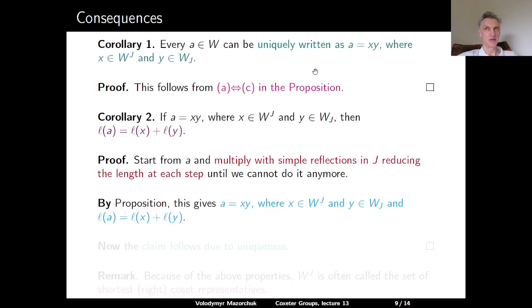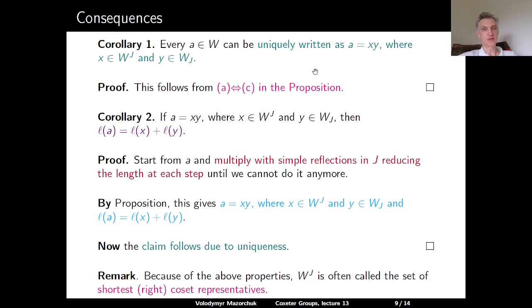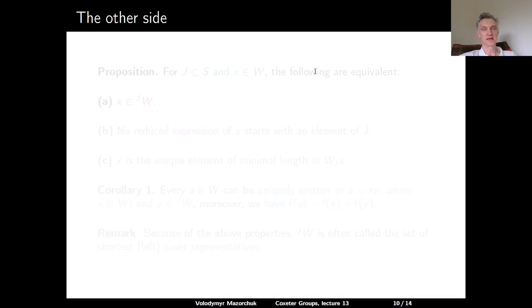But because of how we did this induction, the length of A decreased at each step by 1, so the length of A is equal to the length of x plus the length of y in the outcome. And now the claim follows because the writing of A equal to x times y is unique by Corollary 1. And because of this property, W upper J is quite often called the set of shortest right coset representatives. And of course, we can similarly say the same thing on the other side.